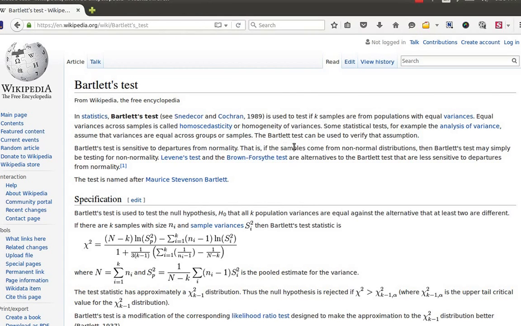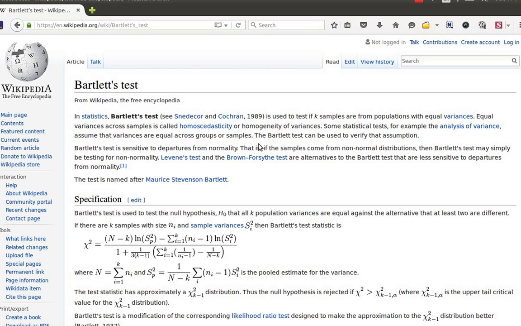The main assumption of the Bartlett test of sphericity is that the variances in the population are actually equal, and this is regarded as the null hypothesis. The alternative hypothesis is that the variance for at least two samples is not equal.